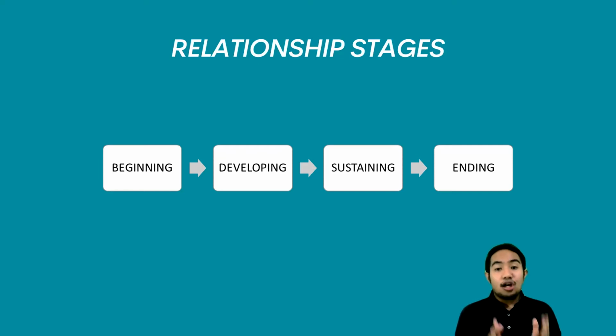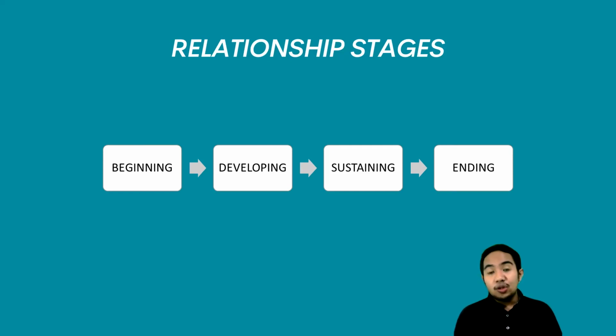The last stage is optional. It is the deteriorating or ending stage. We end relationships if we experience something wrong during the sustaining or developing stages, or if we cannot manage or control the relationship threats that we experience. More on that later.